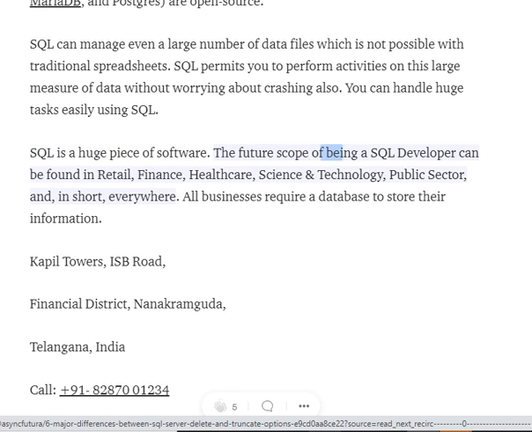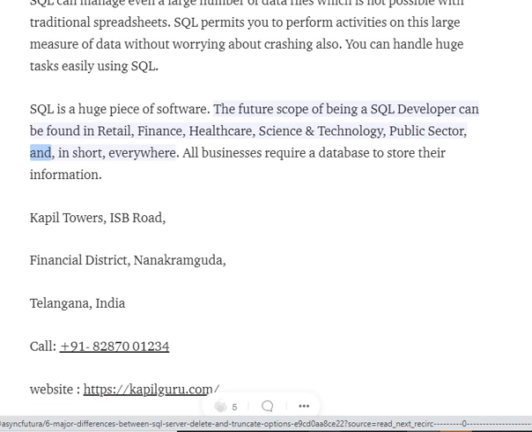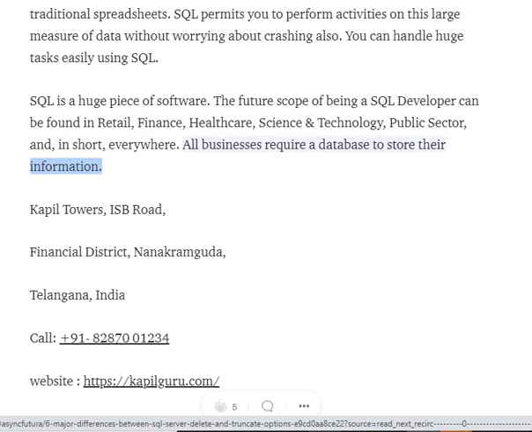The future scope of being a SQL developer can be found in retail, finance, healthcare, science and technology, public sector, and, in short, everywhere. All businesses require a database to store their information.